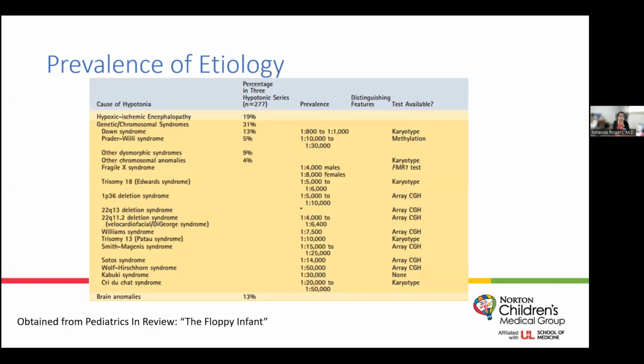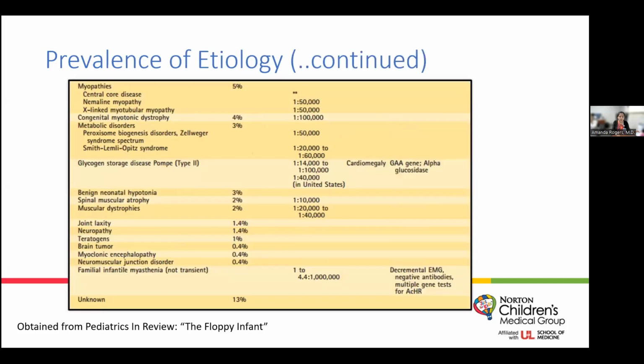This again is from a paper from NeoReviews that looked at causes of hypotonia in babies. HIE and chromosomal abnormalities formed a big percentage. Brain anomalies a smaller percentage. And then in about 13% of the cases, the etiology for hypotonia was unknown.